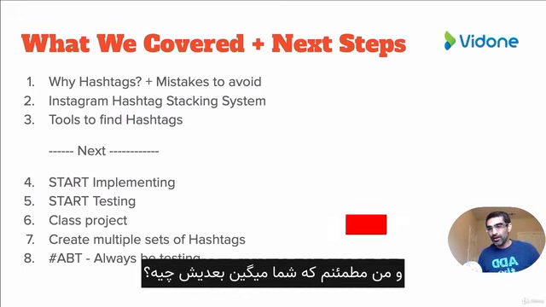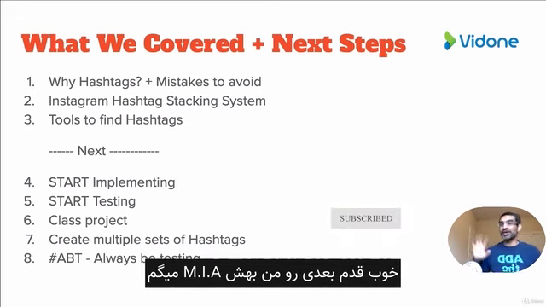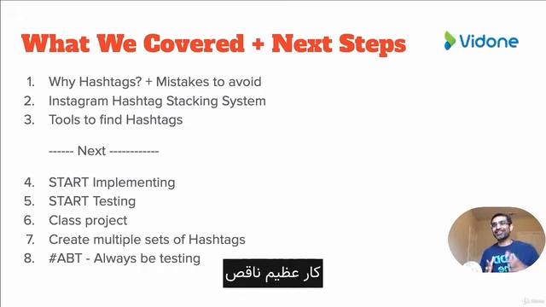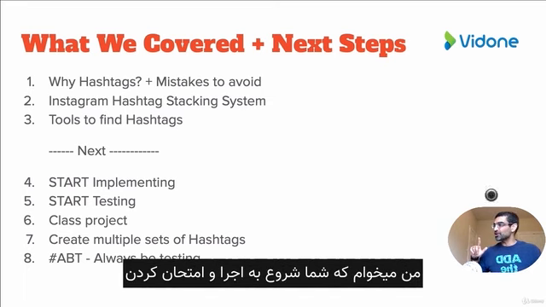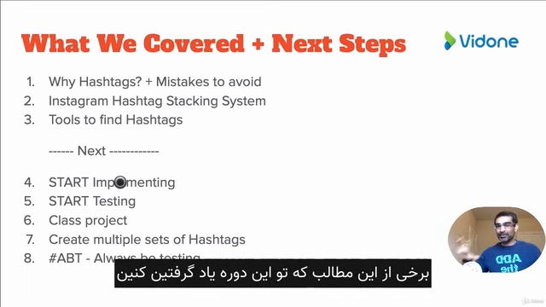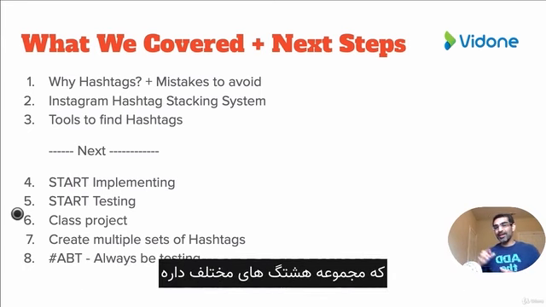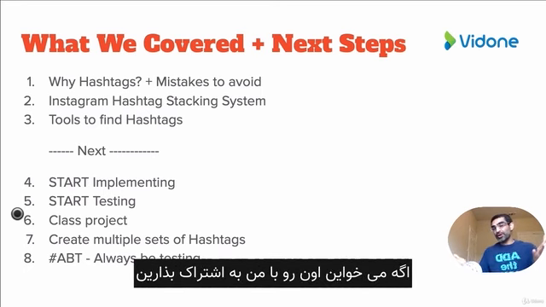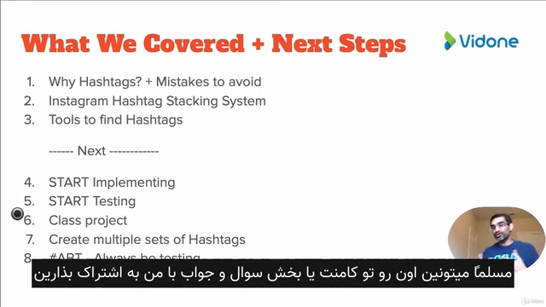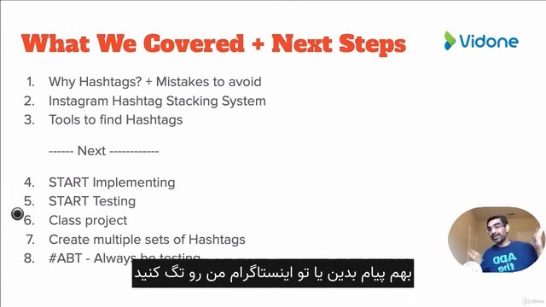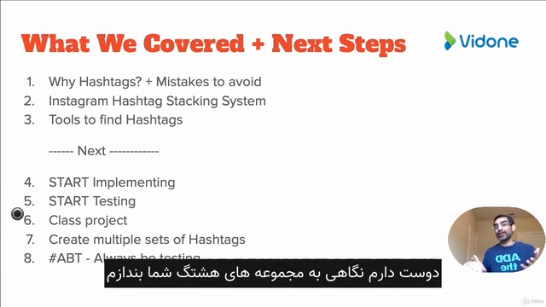And I'm sure you're thinking, what's next? Well, the next step is, I call it MIA, massive imperfect action. So I want you to start implementing some of the stuff that you learned inside this course, start testing, and do complete that class project. That hashtag sheet that has the different hashtag sets, do complete that. If you want to share it with me, absolutely, you can share it with me in the comments in the Q&A section, or send me a message, or tag me on Instagram. I would love to take a look at your hashtag sets.